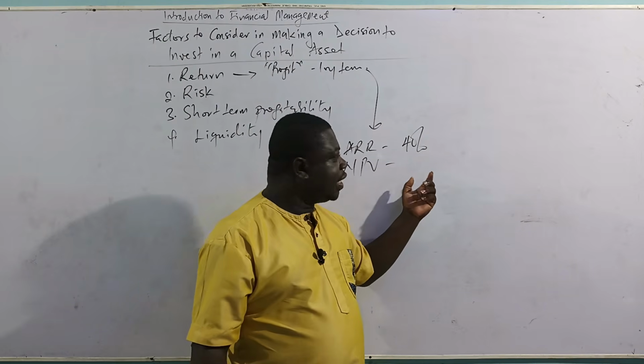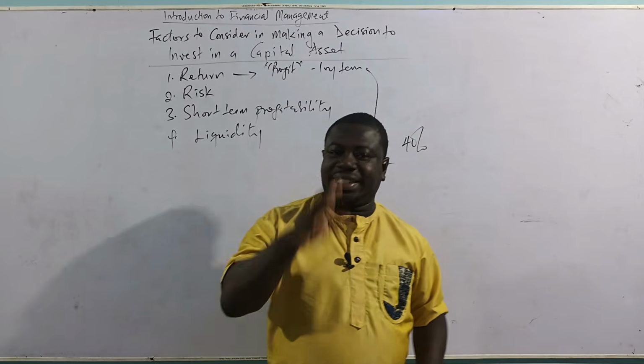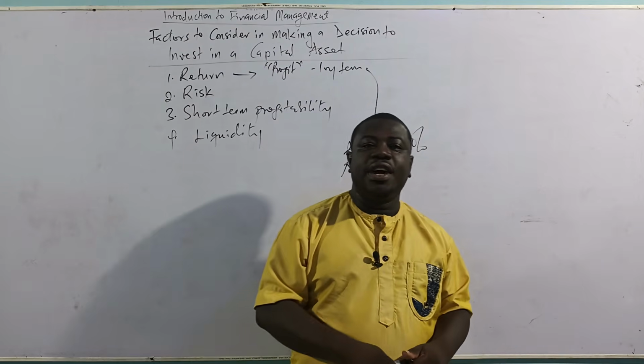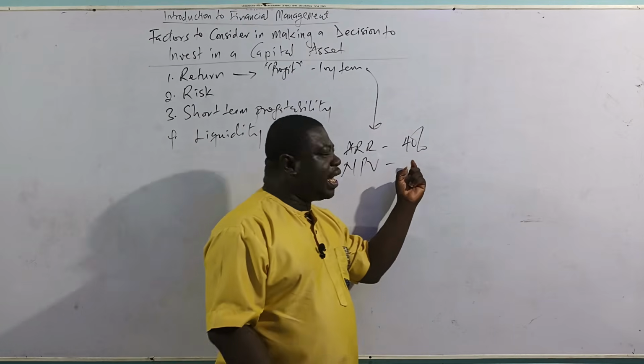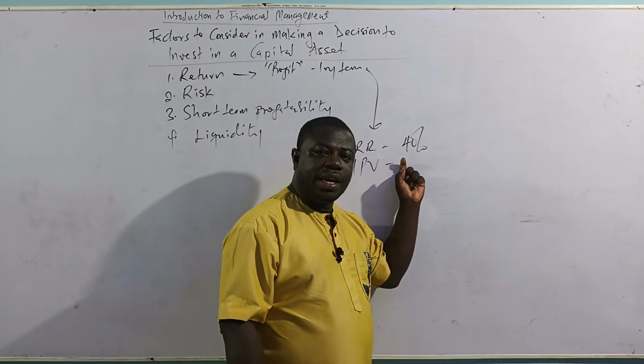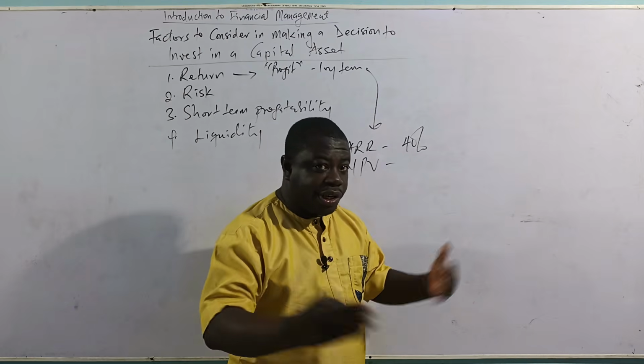There will be a difference. It may be lower or higher, but what we are trying to say is that risk is the chance that there will be a difference in the actual returns we will record from the expected returns. It will not be the same. So there will be a difference between the actual returns and the expected returns. That is what we call risk.